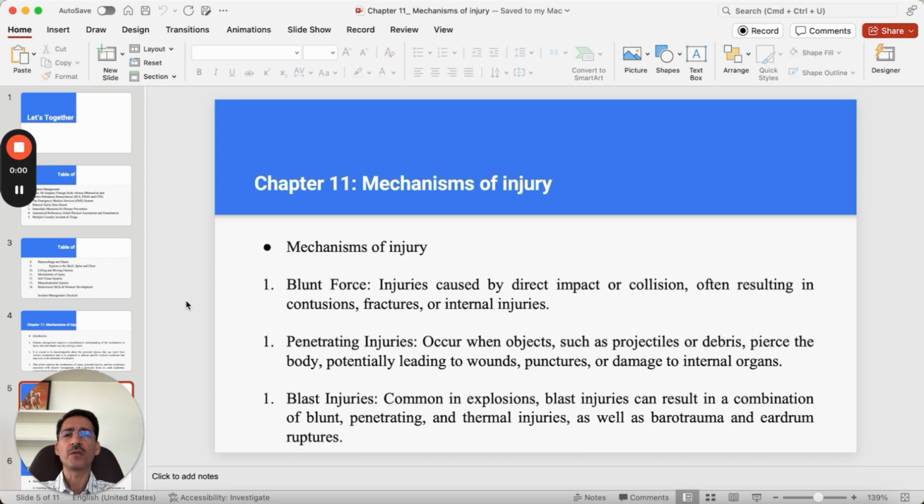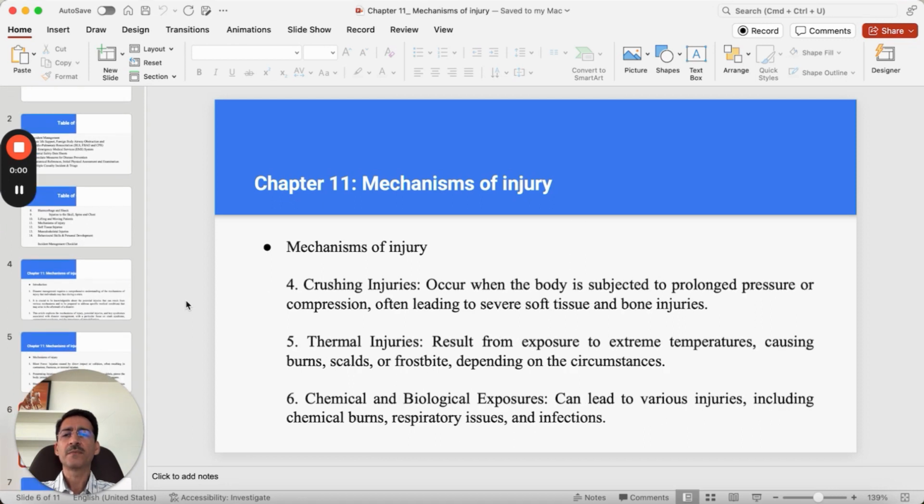Mechanisms of injury. Blunt force. Injuries caused by direct impact or collision, often resulting in contusions, fractures, or internal injuries. Penetrating injuries occur when objects such as projectiles or debris pierce the body, potentially leading to wounds, punctures, or damage to the internal organs. Blast injuries. Common in explosions, blast injuries can result in a combination of blunt, penetrating, and thermal injuries, as well as barotrauma and eardrum ruptures. Crushing injuries occur when the body is subjected to prolonged pressure or compression, often leading to severe soft tissue and bone injuries.